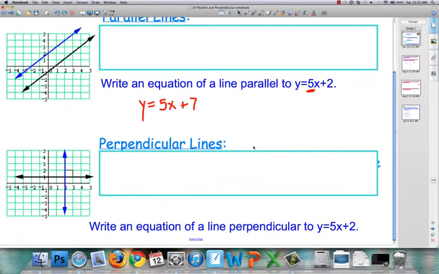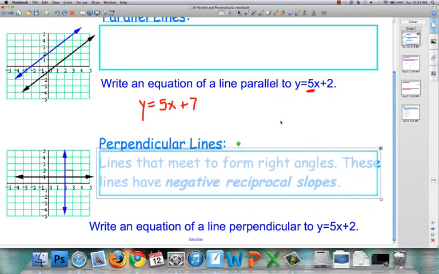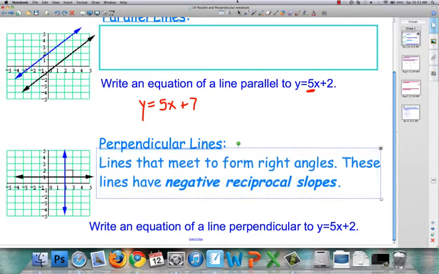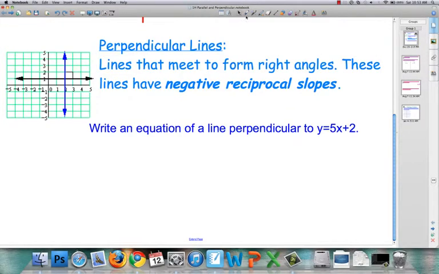As you saw, perpendicular lines are lines that meet to form right angles. These lines will have negative reciprocal slopes. So again, take a second, pause the video, and take these notes down.